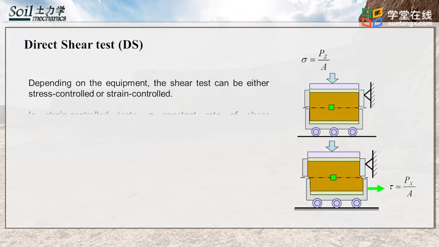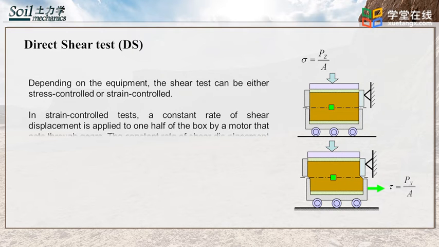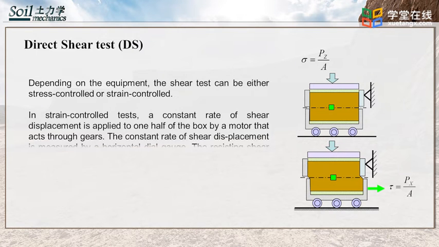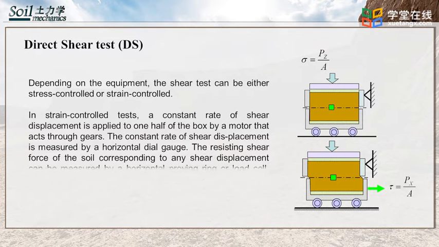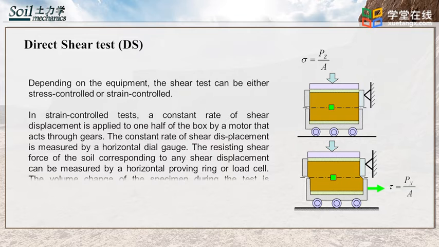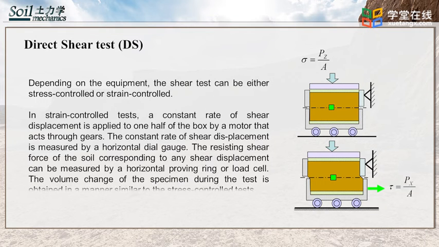In strain-controlled tests, a constant rate of shear displacement is applied to the bottom half of the box by a motor. The constant rate of shear displacement is measured by horizontal dial gauge. The resisting shear force of the soil corresponding to any shear displacement can be measured by a horizontal proving ring or load cell. The shear stress can be calculated by dividing the measured shear force by area A. Area A is the horizontal cross-section area of the soil specimen. The volume change of the specimen during the test is obtained in a vertical dial gauge.